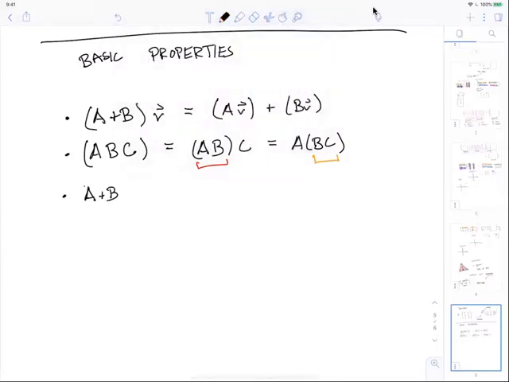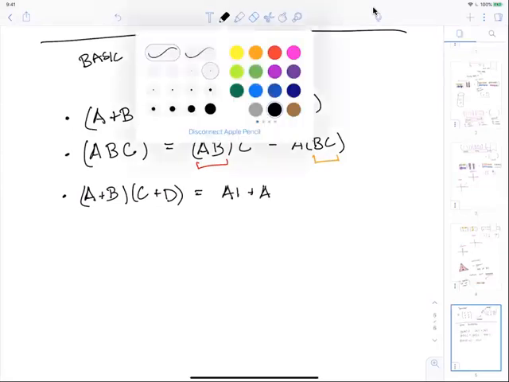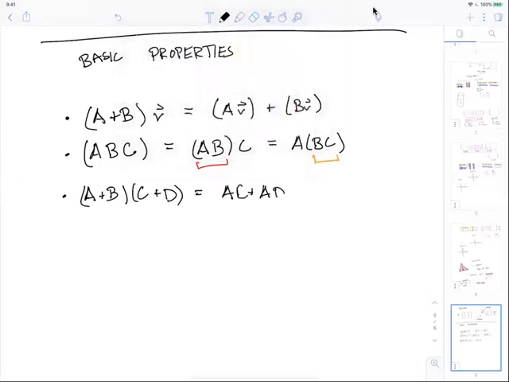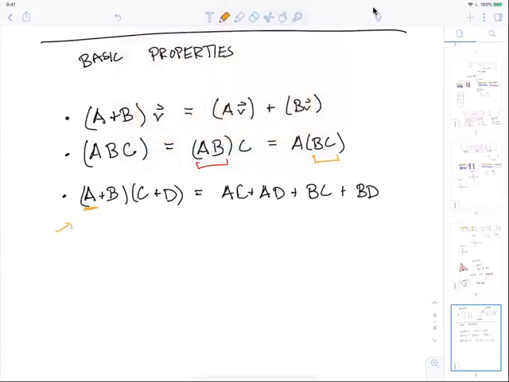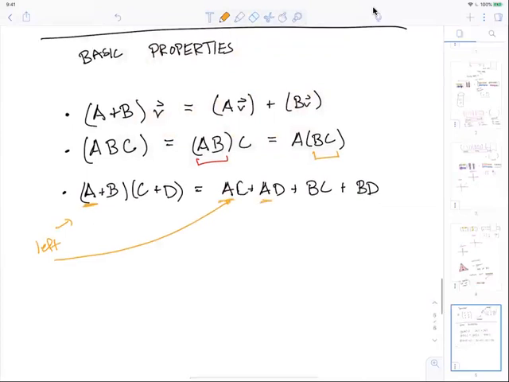There's also the FOIL. So things FOIL out. This works exactly as you expect. You just FOIL it out as you would normally. But the main catch here is you have to make sure that the order is maintained. So whatever's on the left here is also on the left whenever you FOIL it out. And whatever's on the right stays on the right when you FOIL it out.